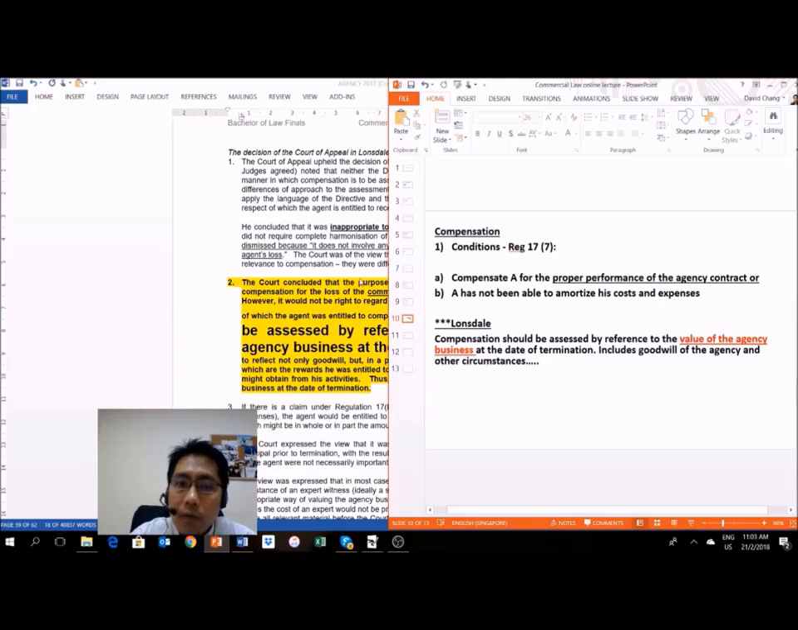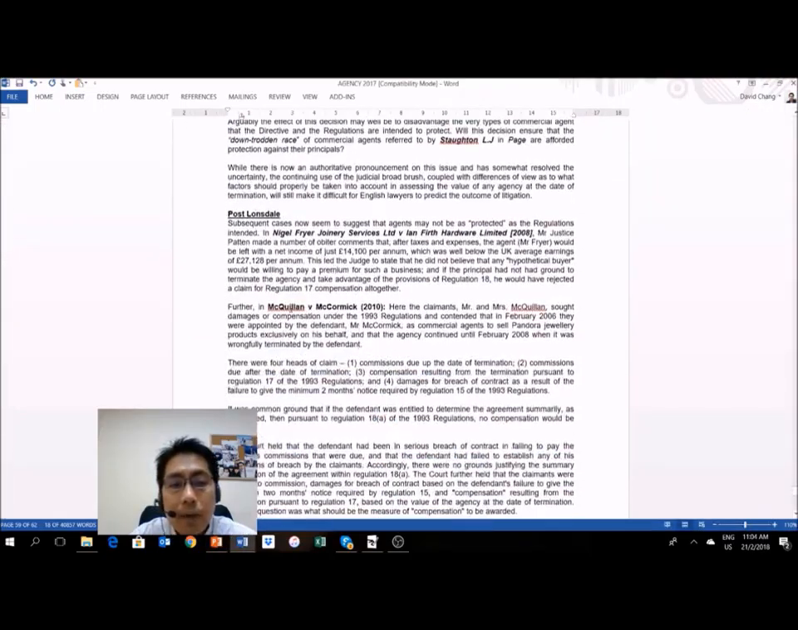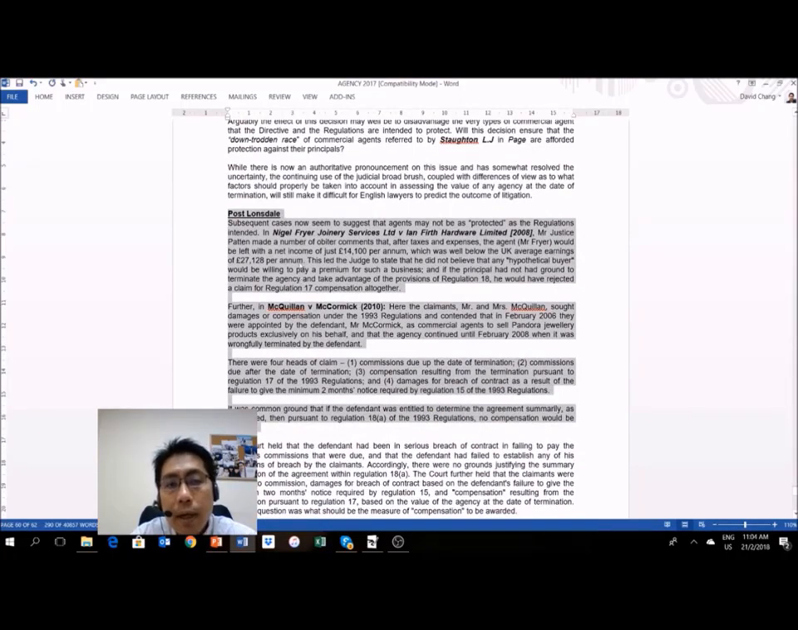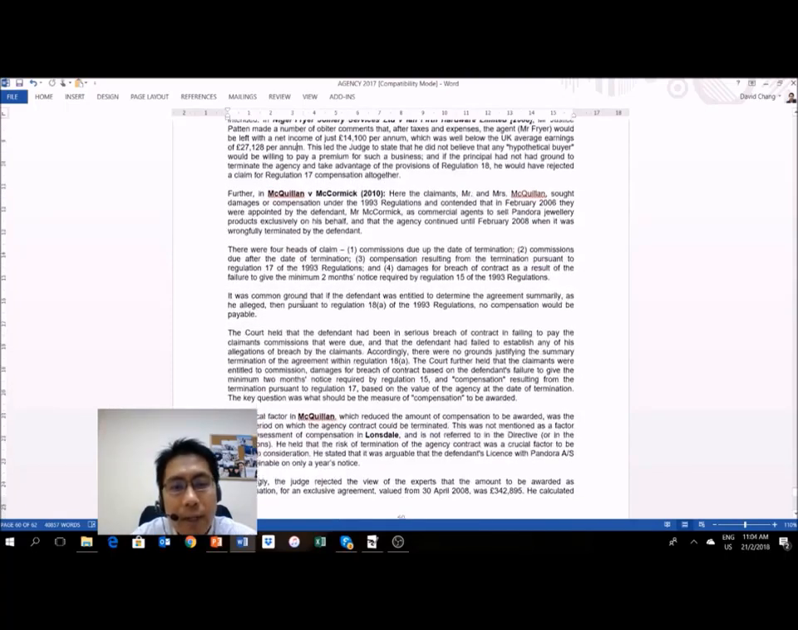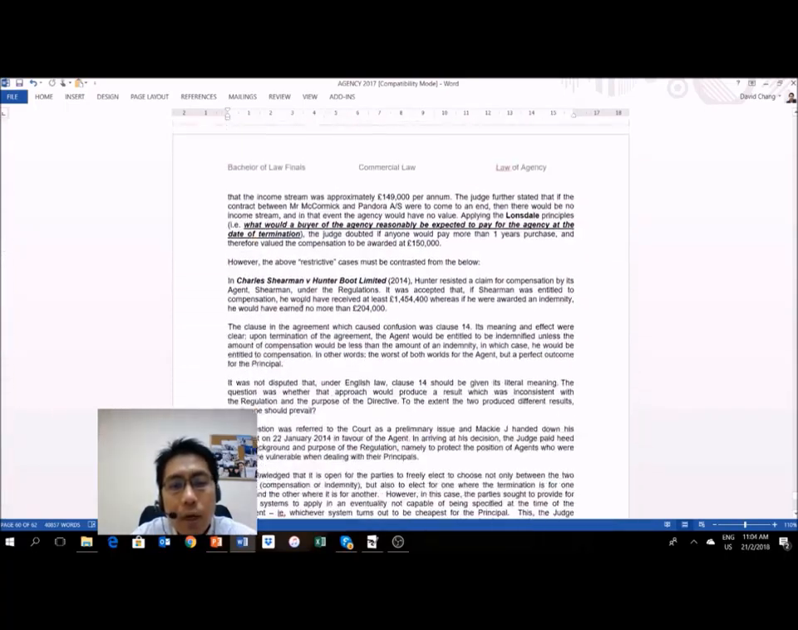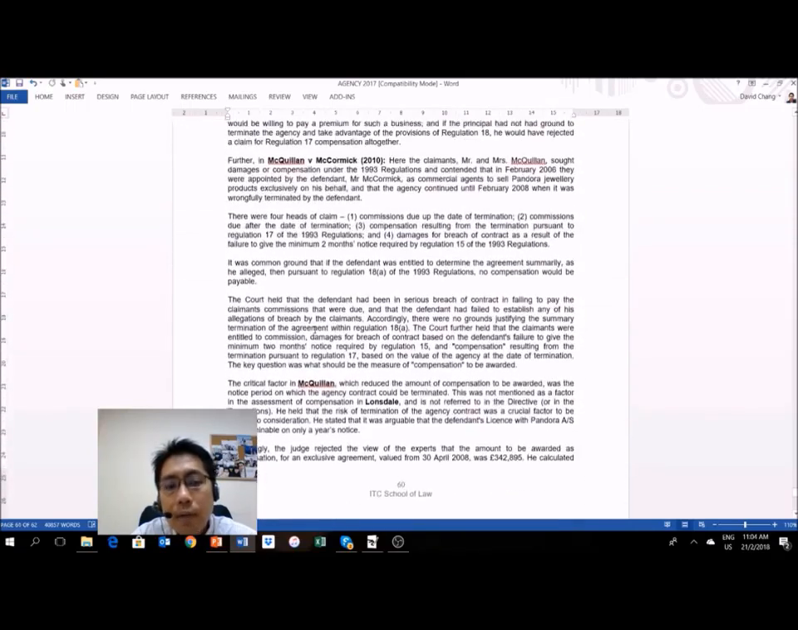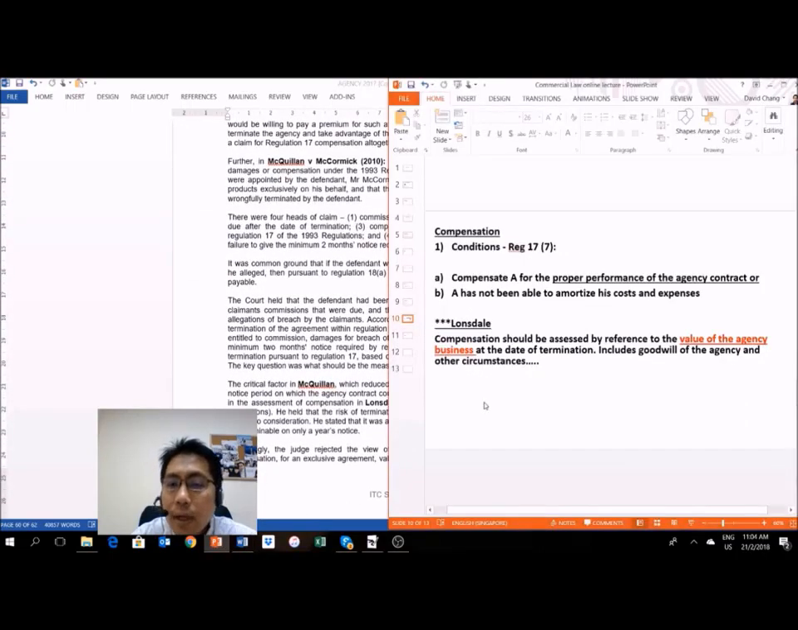So you can read the other paragraphs on your own, and in fact in your notes there are, I think, about 3 or 4 cases which I've added post Lonsdale. These are later cases that had applied the Lonsdale principle, and so today the position is clear. No longer use the 2-year rule approach, and we look at various factors. And in these various cases, there are various factors which the court had used to determine the value of the agency business, and that was the amount they used to compensate the agent.